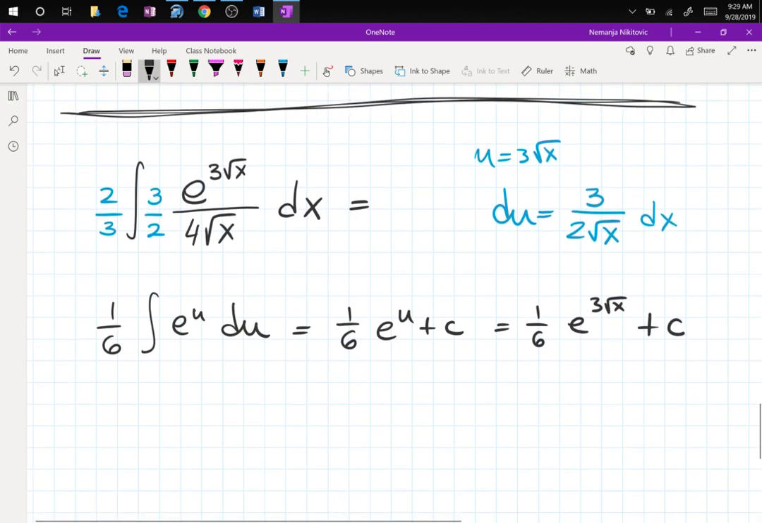Now, let's say you care, right? And you want to check. Well, then you just take the derivative and make sure that it worked out.